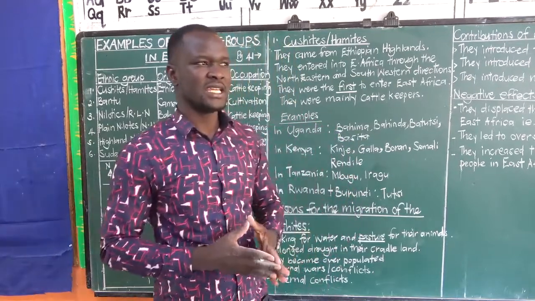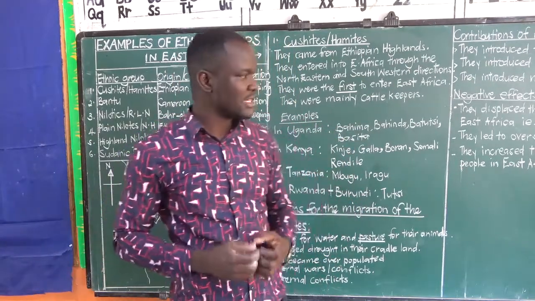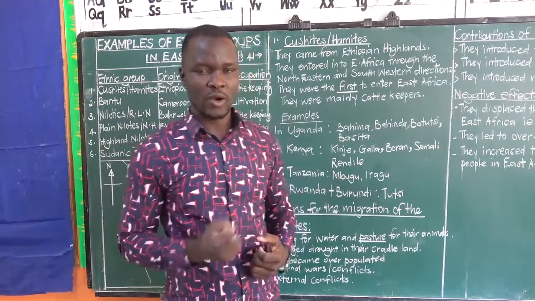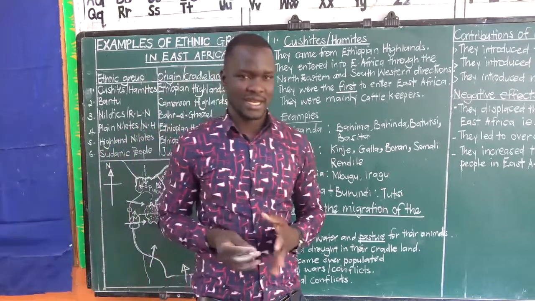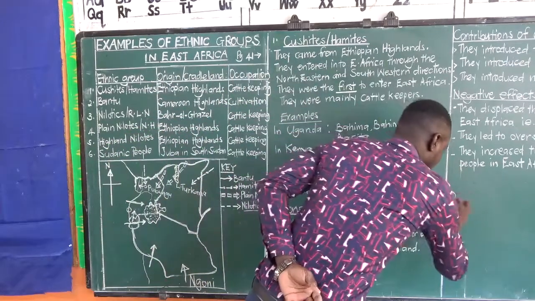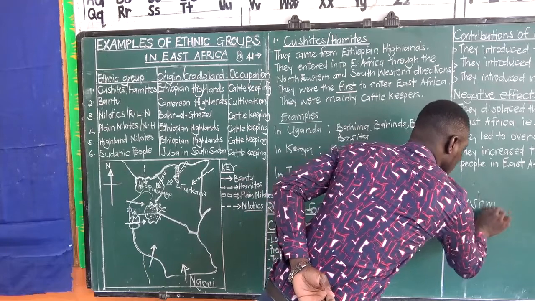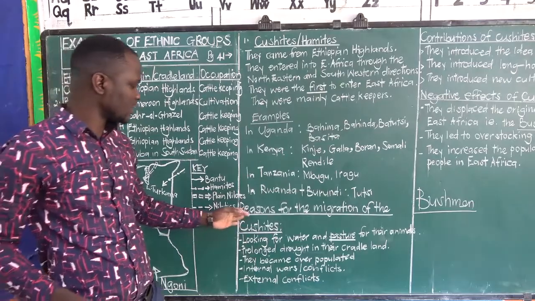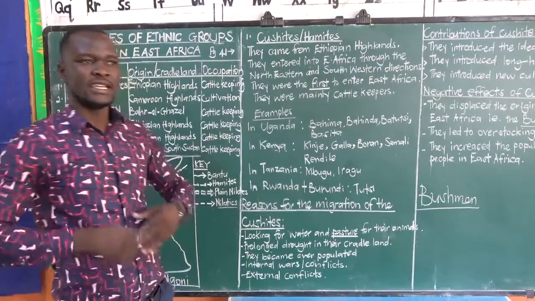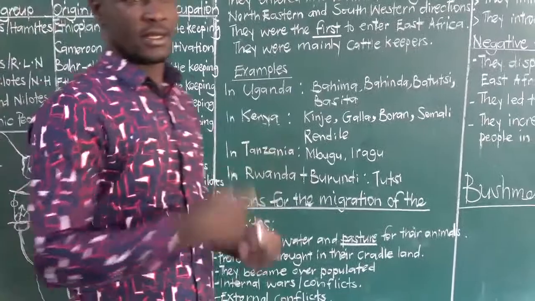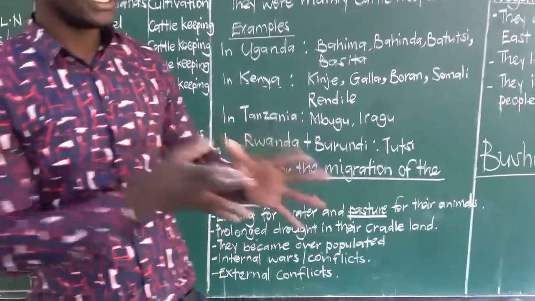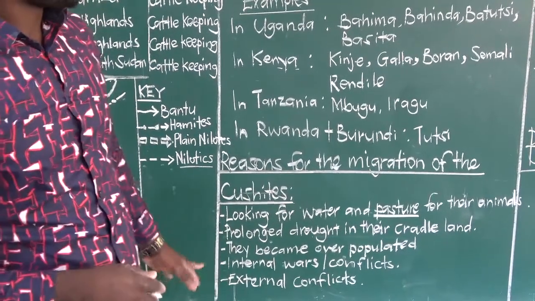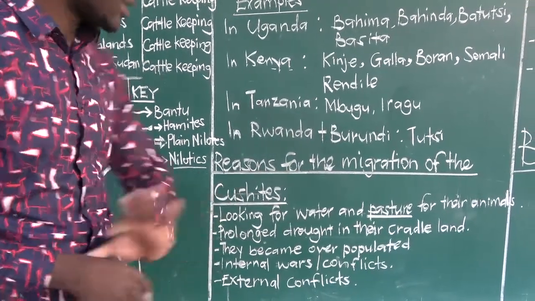In P5, we said, before the coming of these ethnic groups, we had the people in Uganda who were called the Bushmen. We learned about that. We had the people called the Bushmen. So, what we can say is that when these Kushites came, of course, they also had to displace those Bushmen so that they could get where to settle and graze their cattle. So, those are the reasons for their migration.